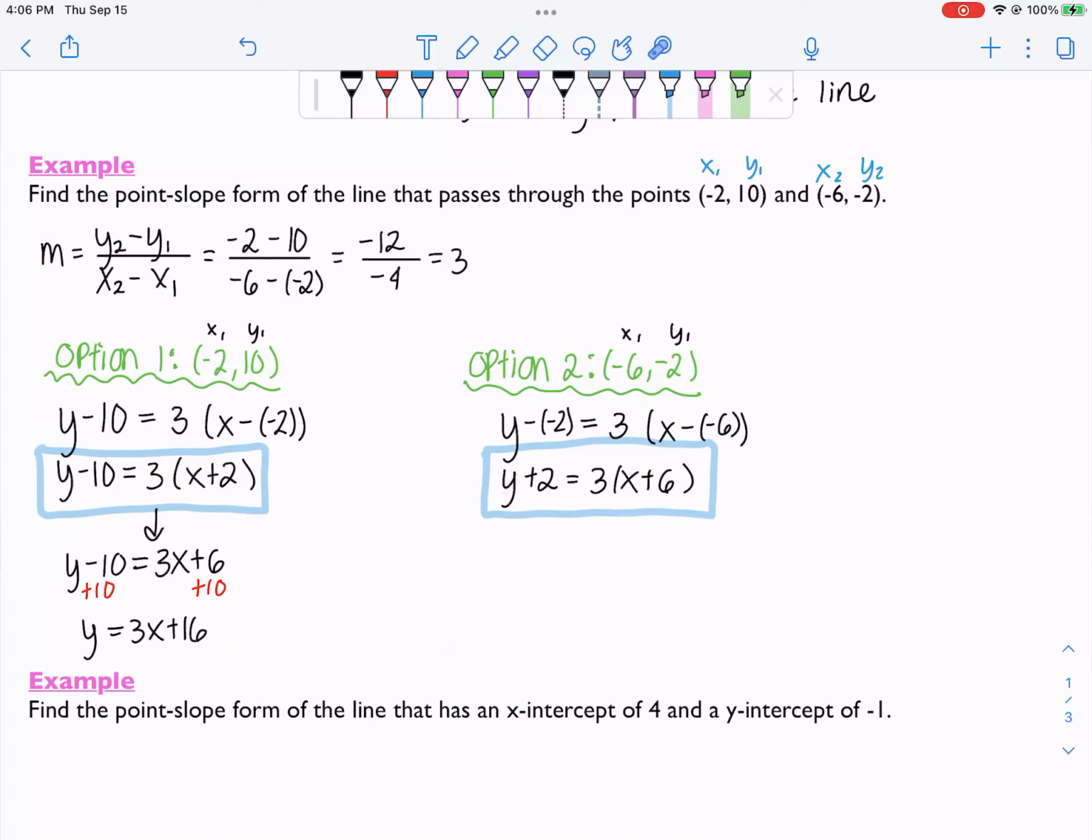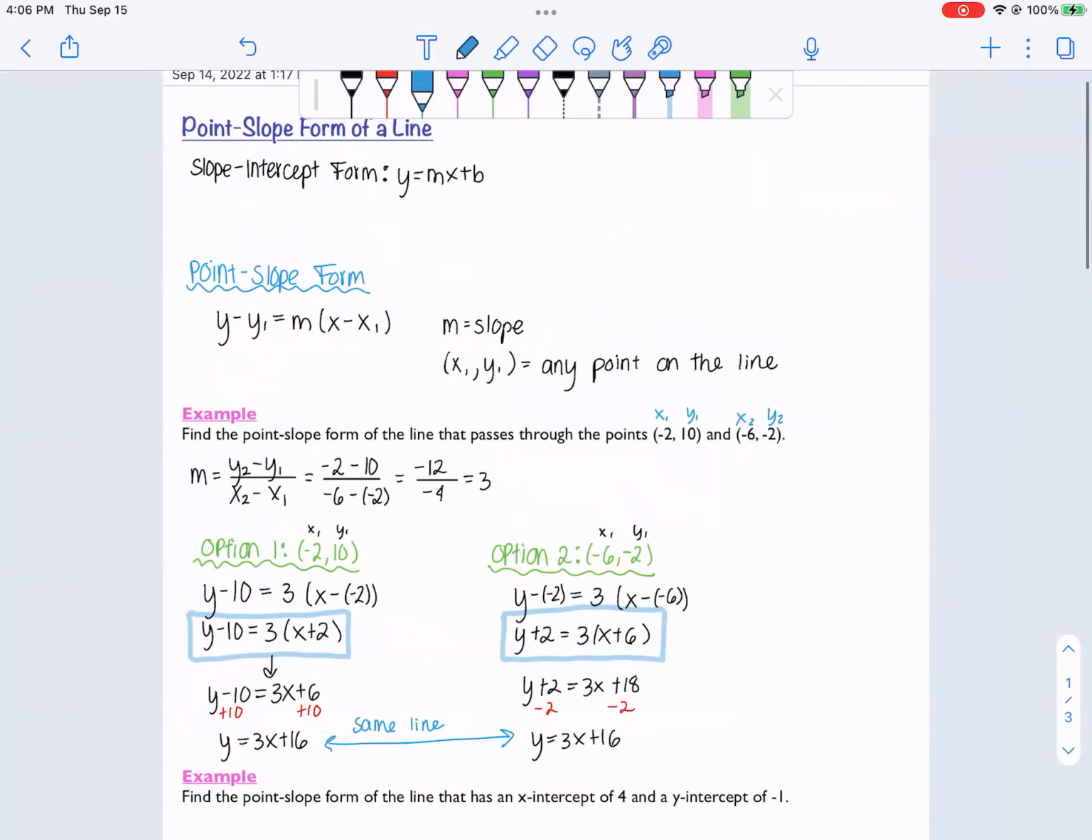Over here, again, distribute the 3. So we have y plus 2 equals 3x plus 18. Subtract 2, subtract 2. y equals 3x plus 16. These are the same line. So in the same way that slope-intercept takes the slope and the y-intercept and uses it in its equation, the point-slope form takes a point and the slope and uses it instead.